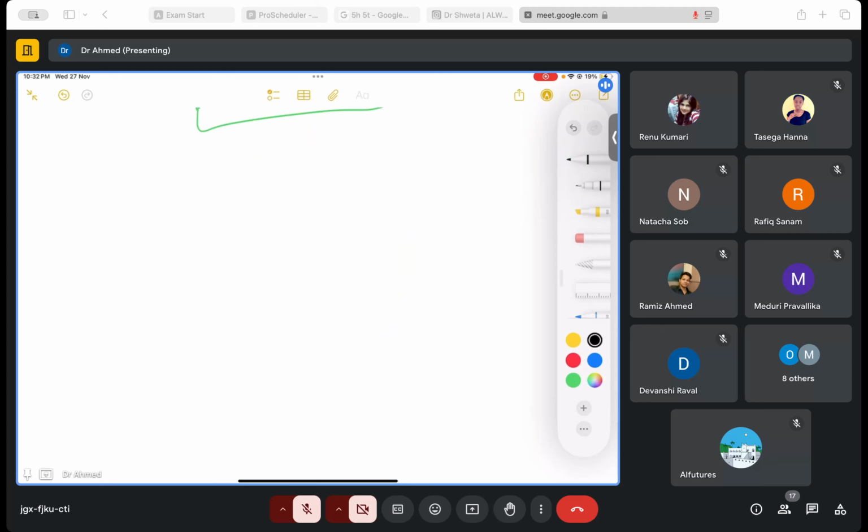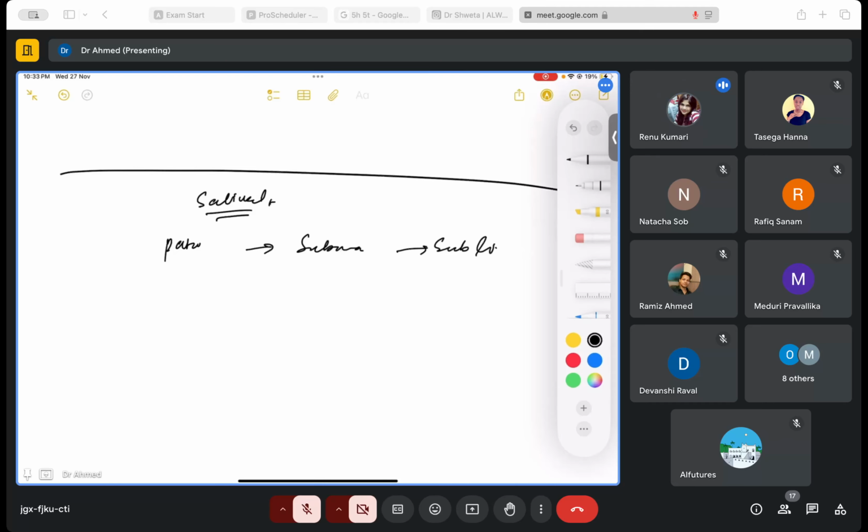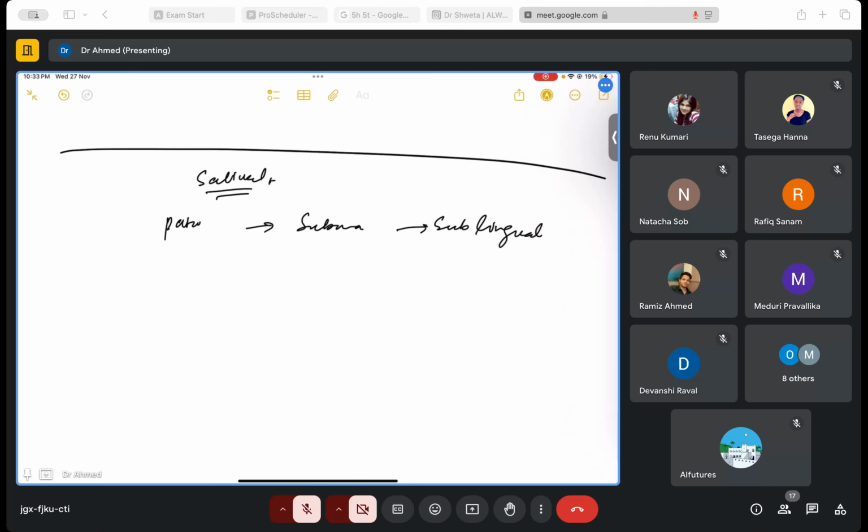So salivary glands. You guys know that we have three major salivary glands. That is your parotid gland, submandibular and sublingual, right? These are exocrine glands, right?